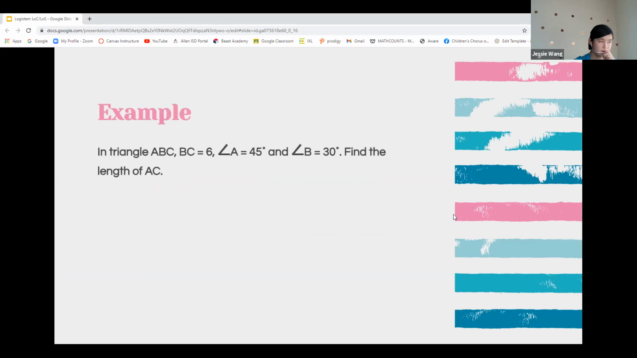So now let's do another example. In triangle ABC, BC equals 6, angle A equals 45 degrees, and angle B equals 30 degrees. Find the length of AC. So here's a diagram. I'll give you about 3 minutes to try and attempt this problem. Just private message me if you have any ideas, if you need help, or if you have an answer.